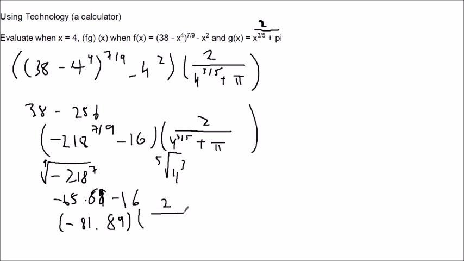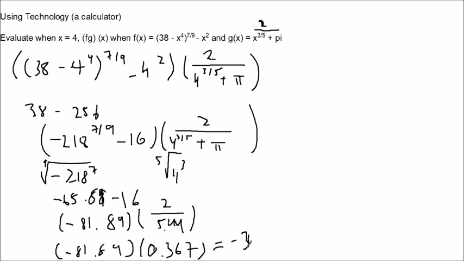5.44. What is 2 over 5.44? That is 0.367. Multiply 0.367 by negative 81.89 and you will get negative 30.11, rounded to the nearest hundredth. Negative 30.11 is the answer.